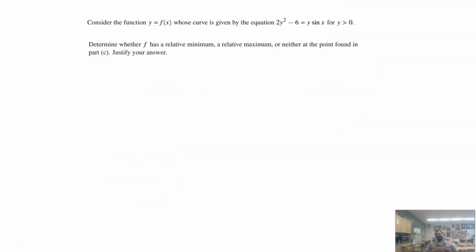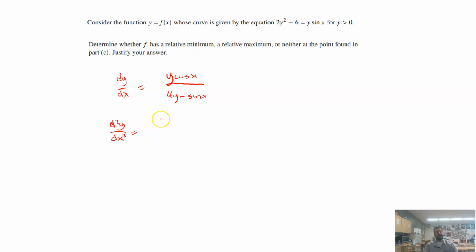Letter D says determine whether we have a max, a min, or neither at the point found in part C. Now we already know that that is a critical point because we already found that the derivative was equal to 0 at that point. So I meet my first criteria of having a max or a min. The problem is, in order to tell whether or not we have a max or a min, we need to see if our function is concave up, concave down, or neither at that particular point. In other words, I have to take the derivative again.